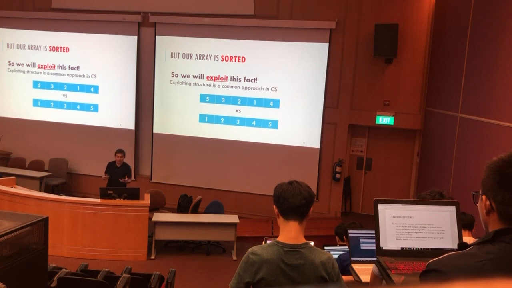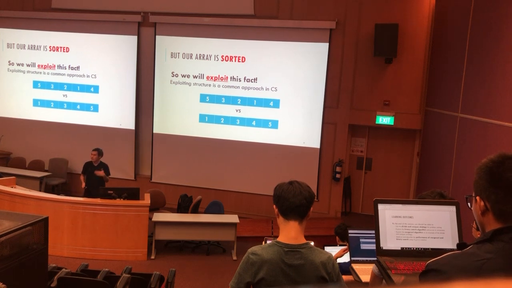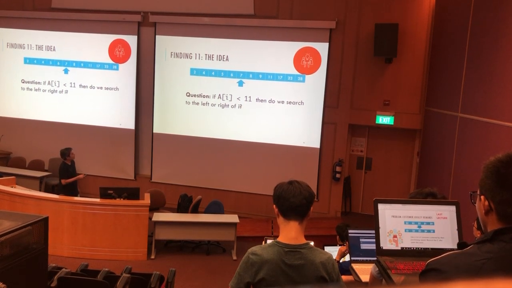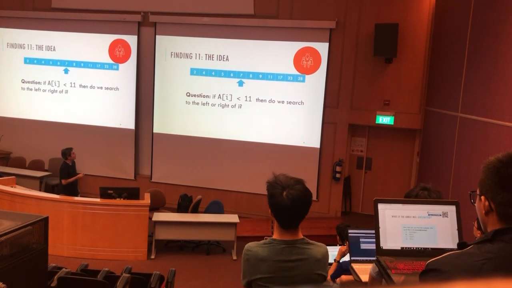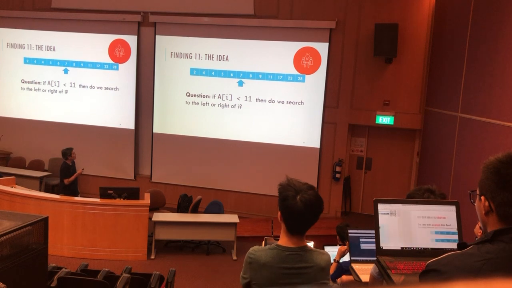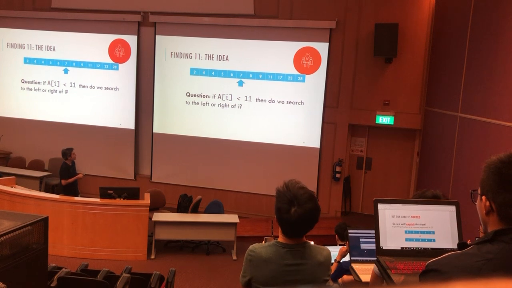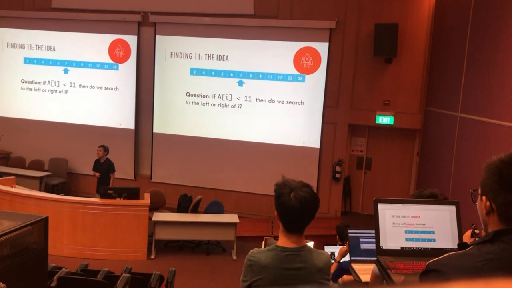So here, if your array is already sorted, then there's something more you can do because you can use this information. So here's the idea. All right. Here's the question: if your array is already sorted in ascending order, all right. If A[i] is, I want to find 11. That's what I want to do. I want to find 11. All right. If A[i], this is A[i] here, this is 7, is less than 11, do you search to the left or right, and why? You search to the right.